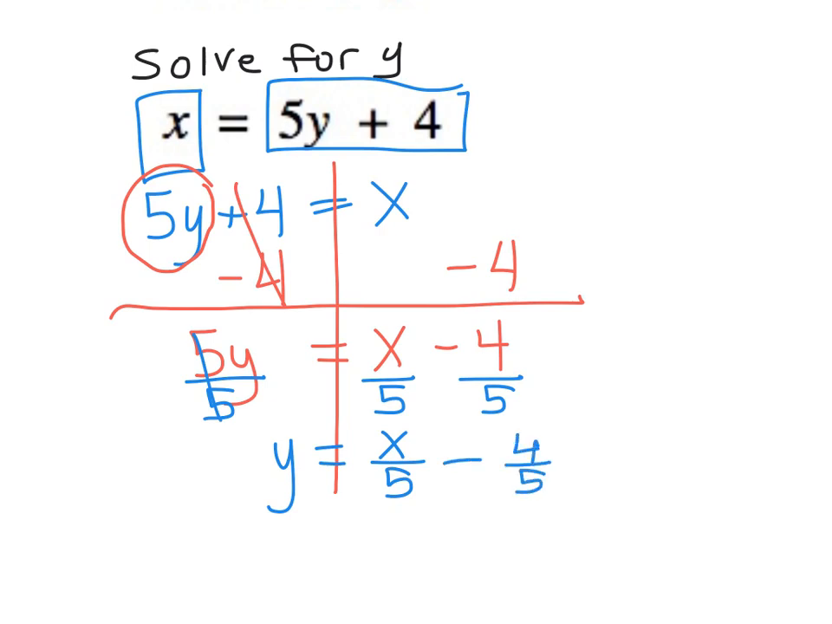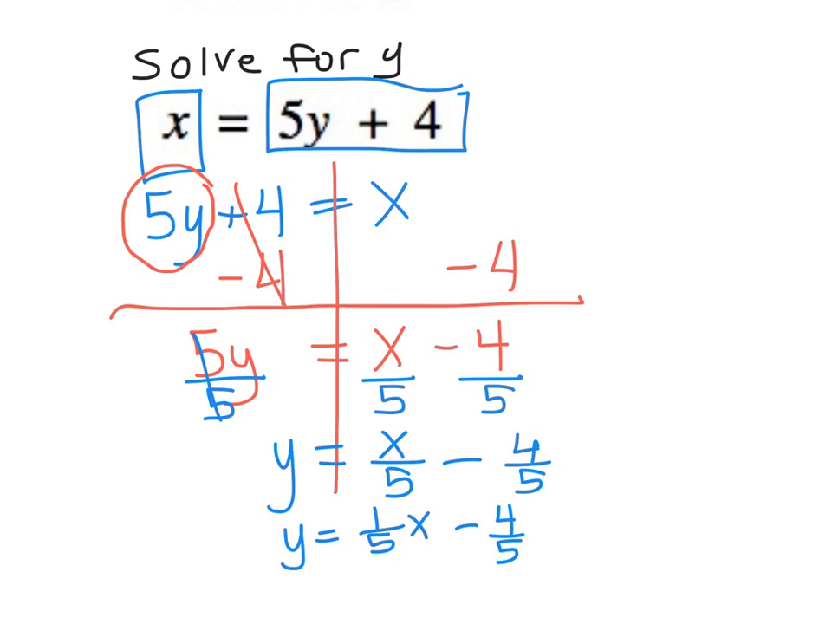Now I could also write this as 1/5, because that's really 1x. So 1/5 x minus 4/5. And when I rewrite it that way, it just makes it a little bit easier for me to see what the coefficient is that goes with my x.